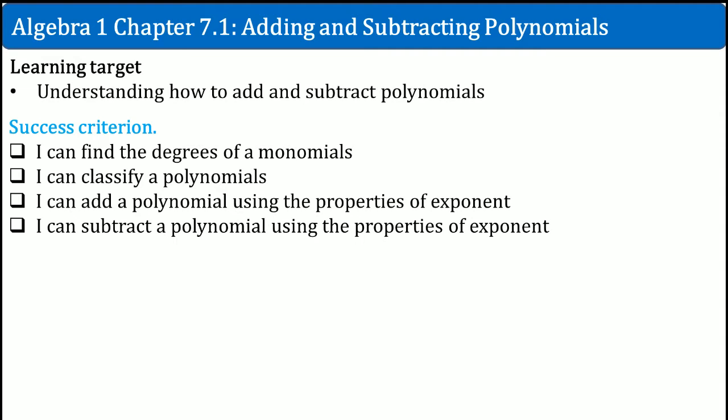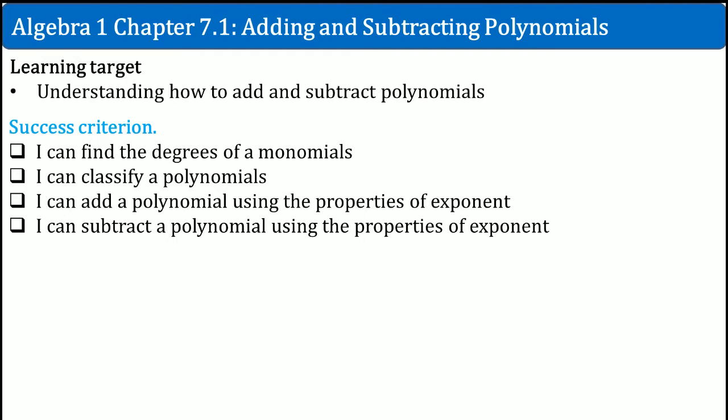Welcome, this is chapter 7.1, adding and subtracting polynomials. Here the learning target is understanding how to add and subtract polynomials. The success criteria. Here we have 4. You should be able to do all 4 things to meet the learning target.